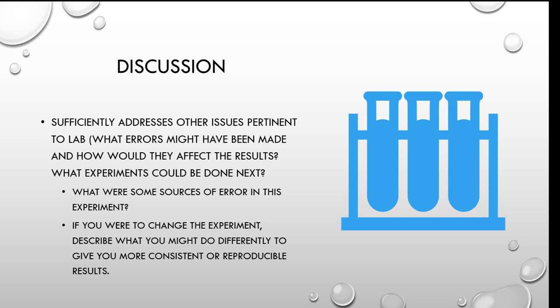If you were to change the experiment, describe what you might do differently to give you more consistent or reproducible results. Think about that. What could we have done differently? What would have happened if we had extended the experiment another week? What would have happened if we had included another treatment group that was in between in container size, a medium container with maybe a medium amount of food? How would that have changed the experimental results?